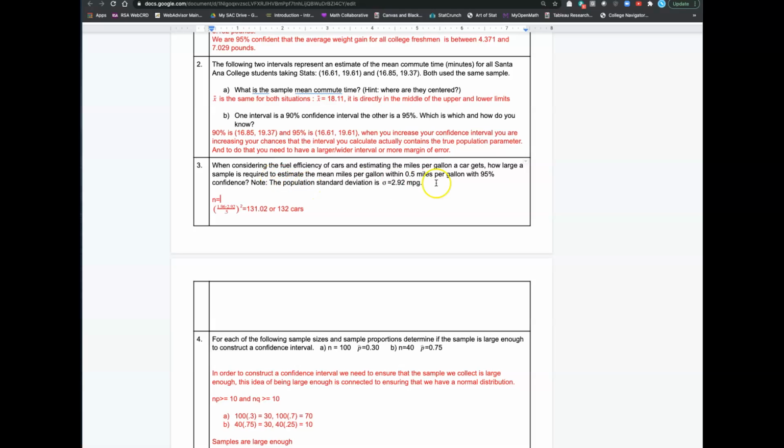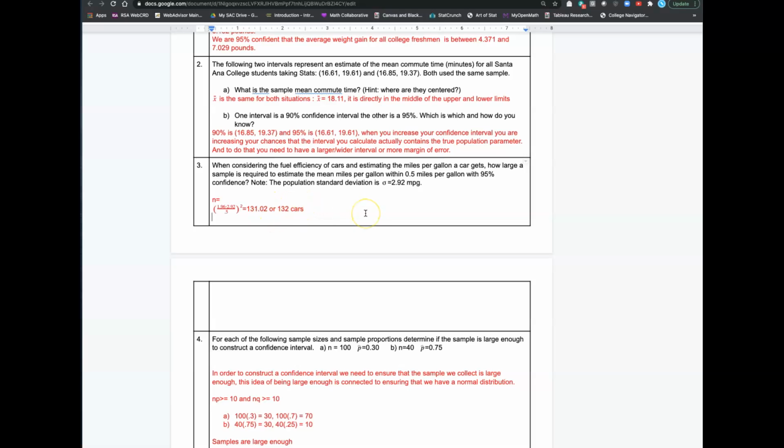And so in this case, we want to be within half a mile, our margin of error, from the population parameter. And we want to be 95% confident with that. And so given the population standard deviation, we can then use it to estimate, right? And you end up with a decimal answer. And since we're trying to estimate the number, in this case not people but cars, you can't have a fraction.